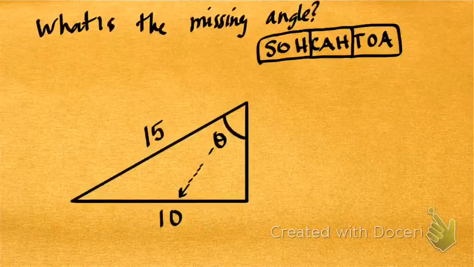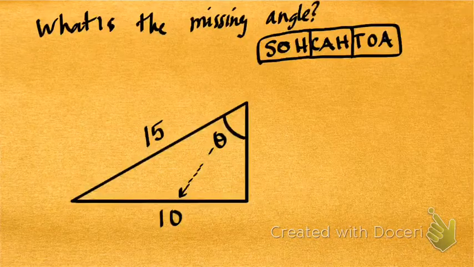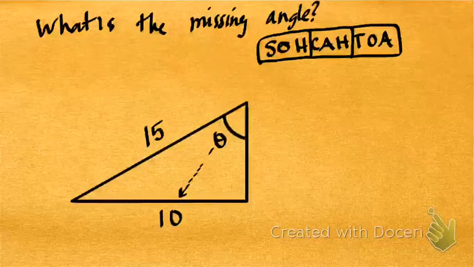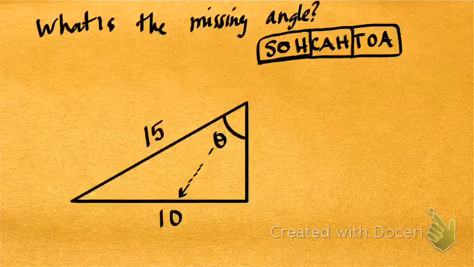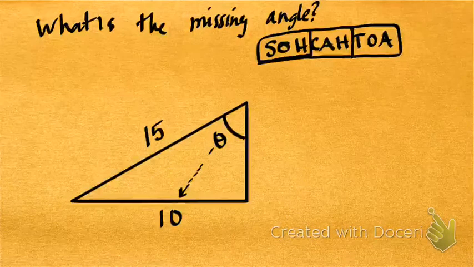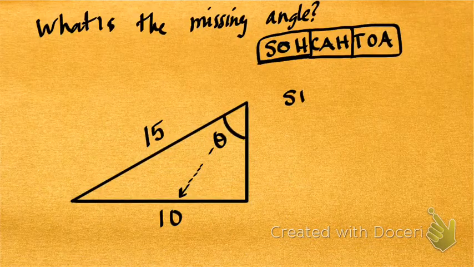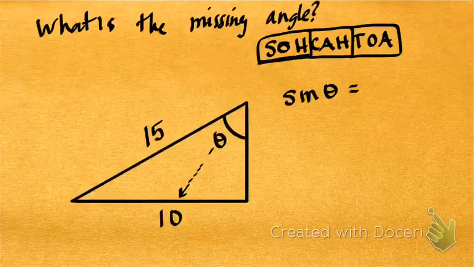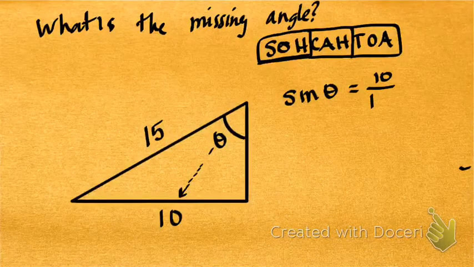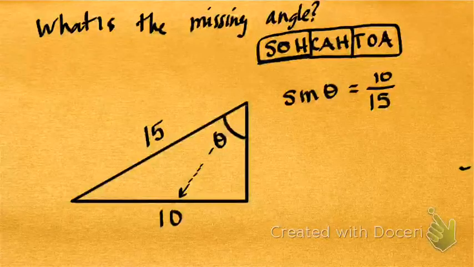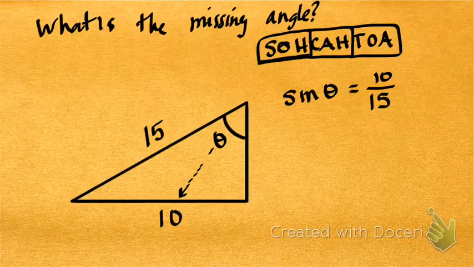So which trig function are we going to use to figure out theta? If you notice, we have opposite and hypotenuse, so we're going to use sine. So here's how we do it. We say the sine of theta is equal to the side opposite divided by the hypotenuse. And so this is how we set it up.